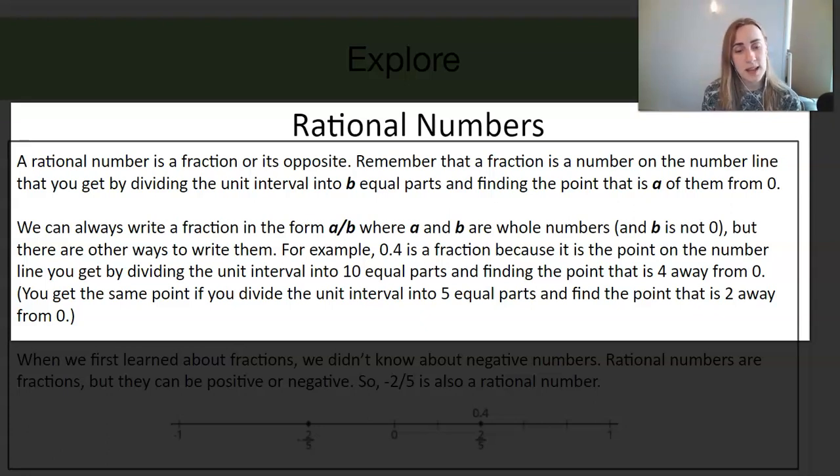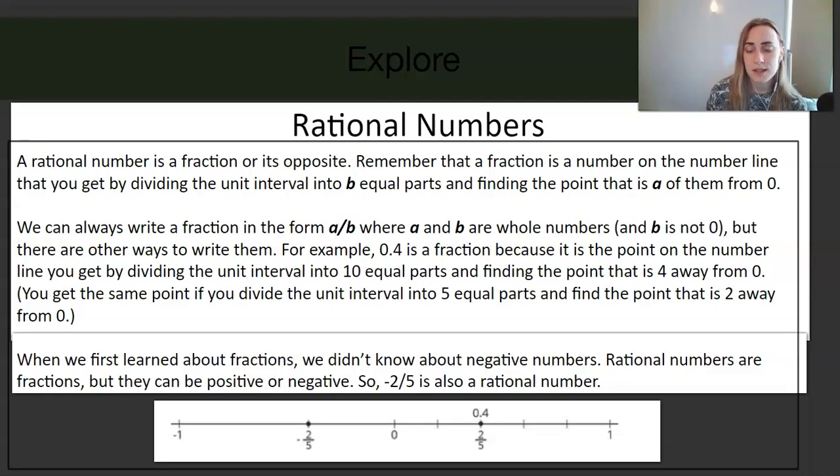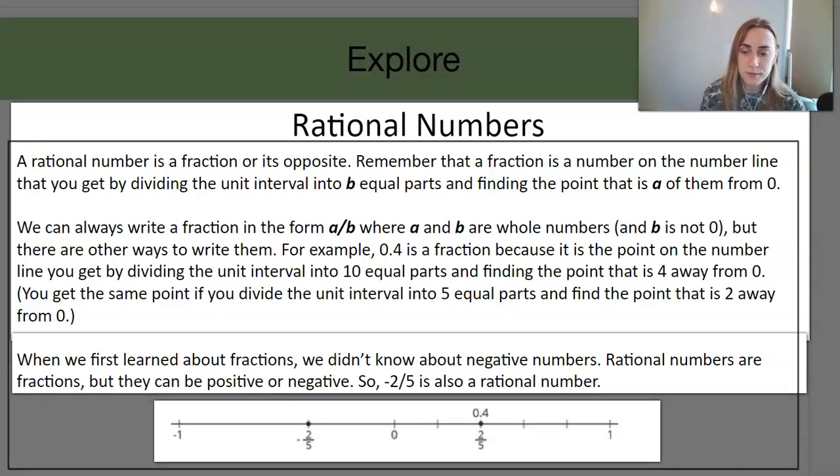For example, 4/10 is a fraction because it is a point on the number line that you get by dividing the unit interval into 10 equal parts and finding the point that is 4 away from 0. You get the same point if you divide the unit interval into 5 equal parts and find the point that is 2 away from 0. When we first learned about fractions, we didn't know about negative numbers. Rational numbers are fractions, but they can be positive or negative. So -2/5 is also a rational number.